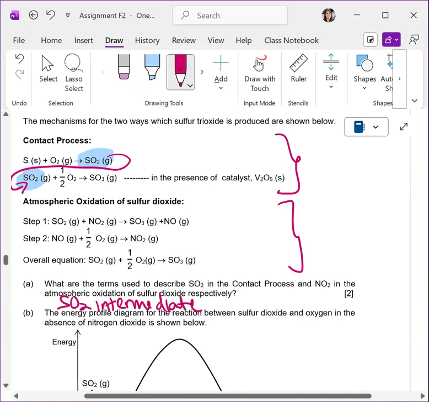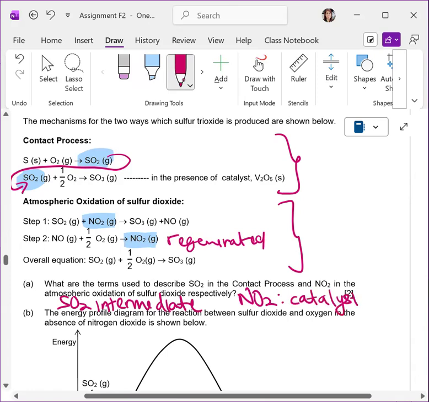And then what about NO2? In step 1, it appears on the reactant side, right? It is something that you put in and it reacts away, it's gone. Then at the end of step 2, you are seeing it being formed back. So it is regenerated. So NO2 is something that we put in, is used in the reaction and subsequently is regenerated. The term that we use to describe such a thing is catalyst.